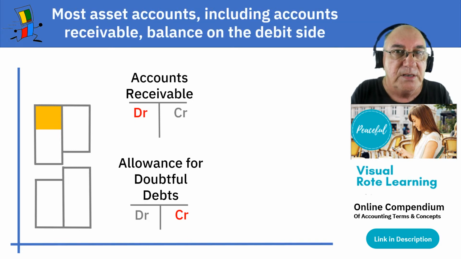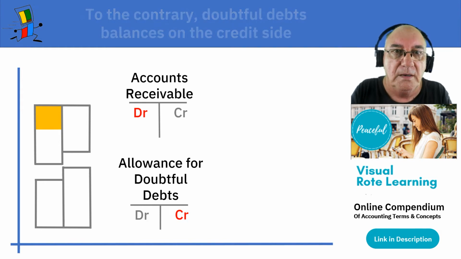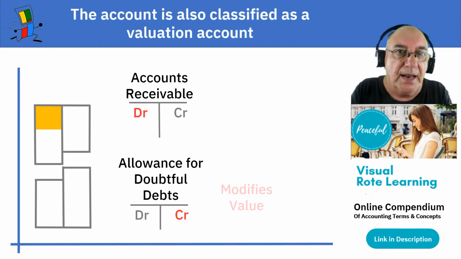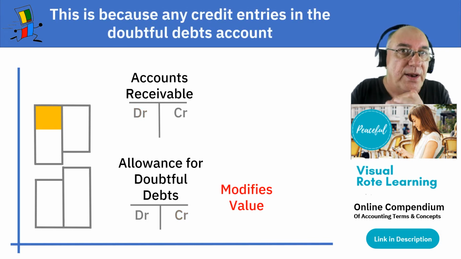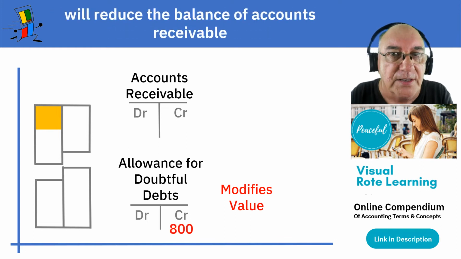Most asset accounts, including accounts receivable, balance on the debit side. To the contrary, doubtful debts balances on the credit side. The account is also classified as a valuation account. This is because any credit entries in the doubtful debts account will reduce the balance of accounts receivable.